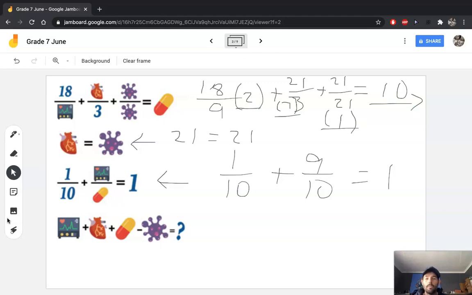Now I just need to go to the bottom of the screen and fill in what I need to know. I've got 9 plus 21 plus 10 minus 21. Okay, and I can see straight away that plus 21 and minus 21 will cancel each other out. So I've got 9 plus 10, so my answer is 19.